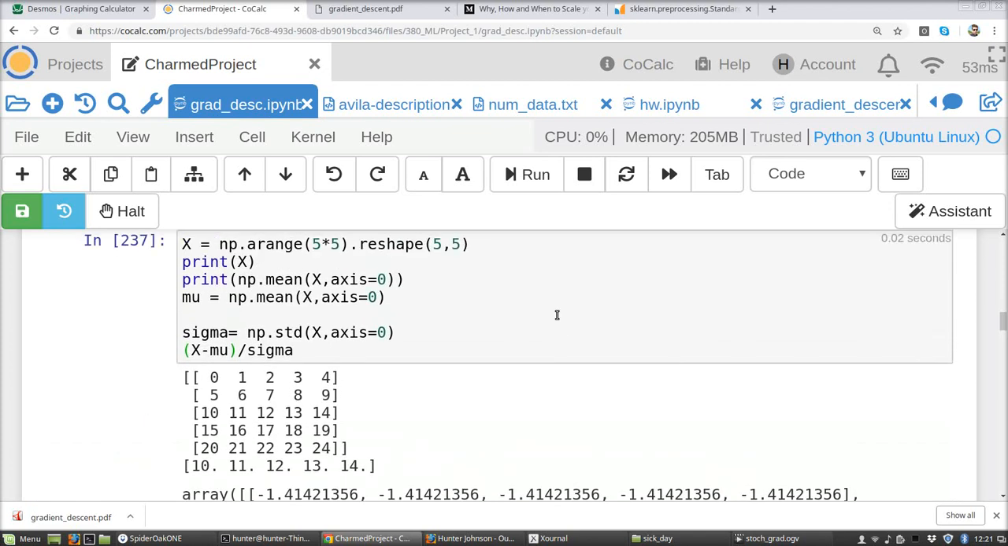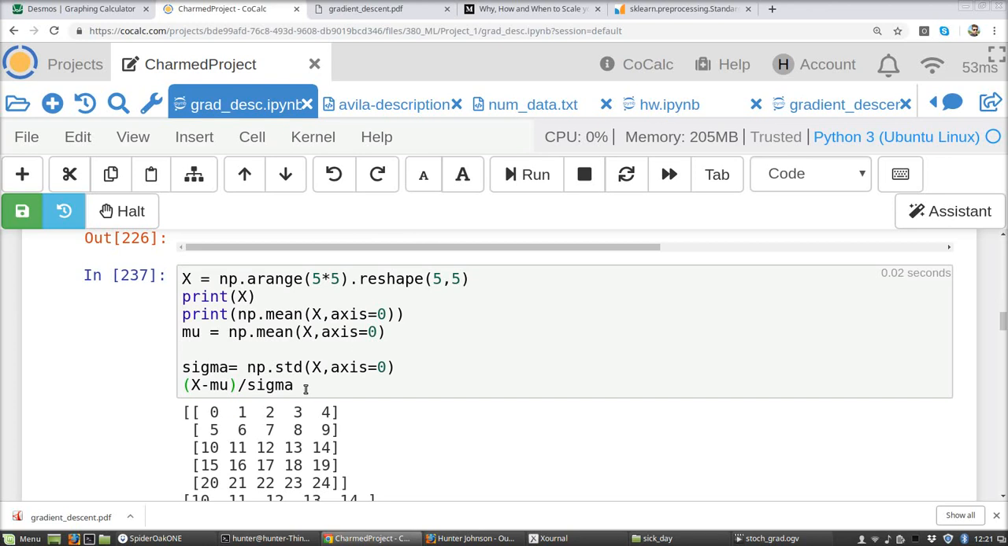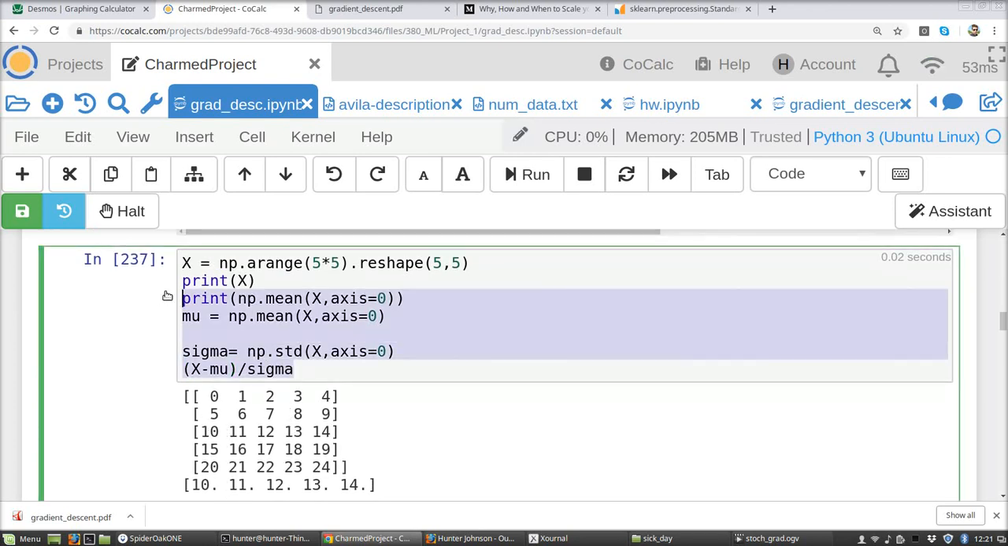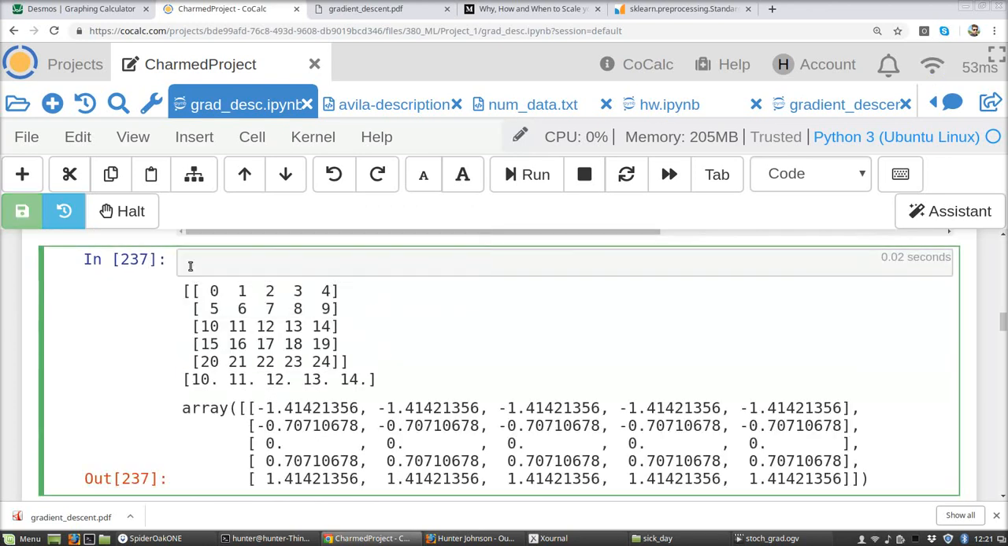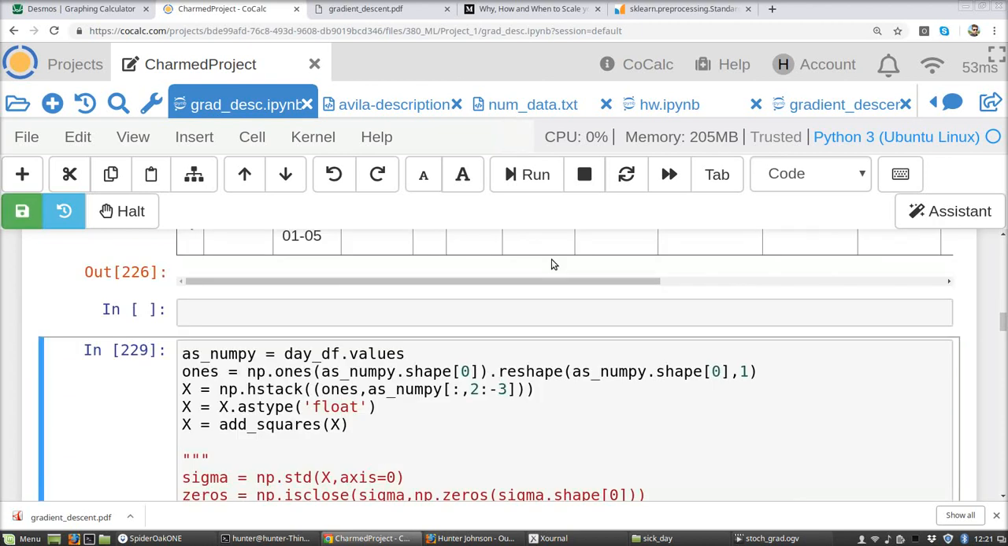Okay, so that's the theory. Now let's try to do this on some actual data, and when we do, we'll run into some issues.